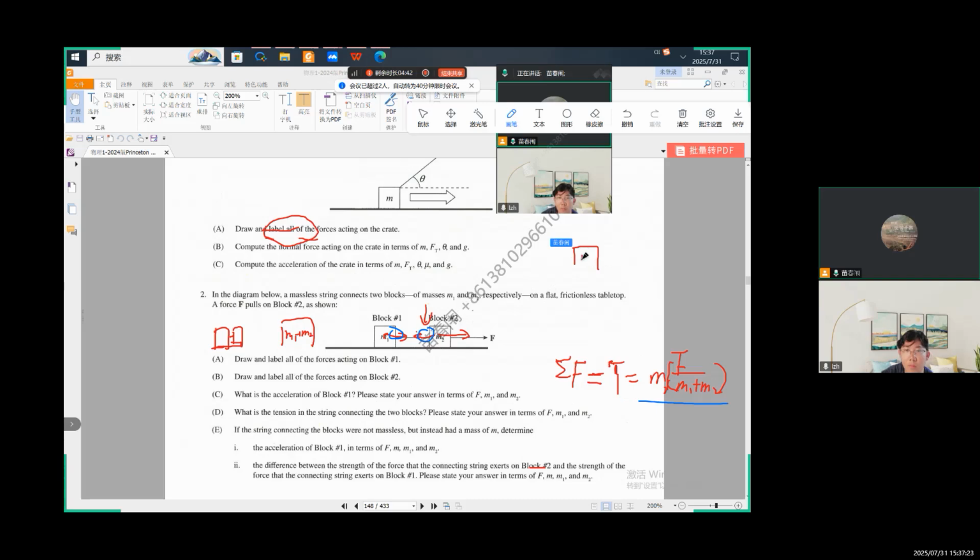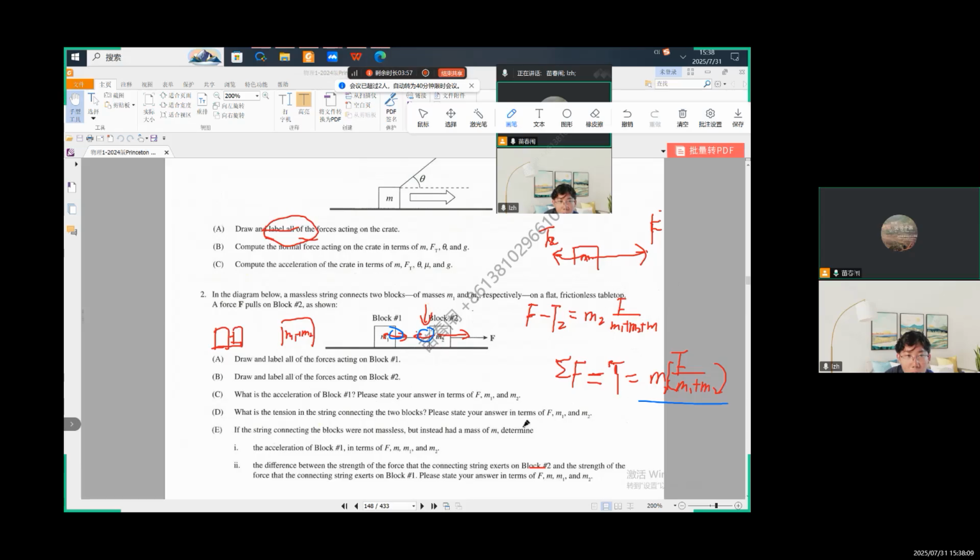So if m2 is here, the force is still F, right? That one doesn't change. But the tension is changing, right? Let's say this is T1 on m2, and this is T2. So F minus T2 is going to be m2 times F over m1 plus m2 plus m, because that's the new acceleration, right? And that acceleration is the acceleration for everyone, right?